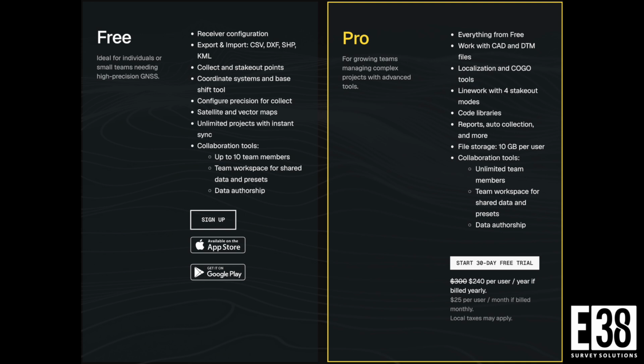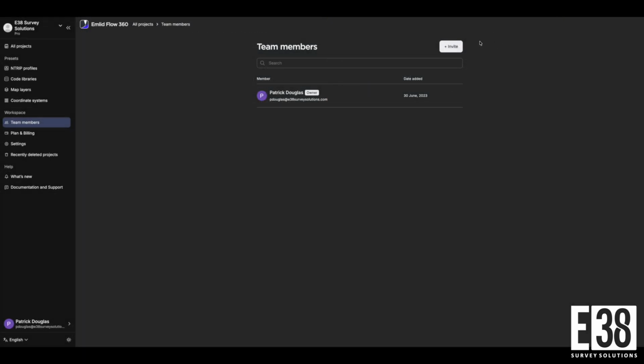Here I'm going to give a quick explanation of the new Emlid Flow Pro subscriptions. First off, if you already have a Plus Survey subscription, nothing will change for you outside of the name of your subscription, which is now Pro Individual. If you are a Pro Individual member, you'll need to upgrade to Pro Collaborative for those features.